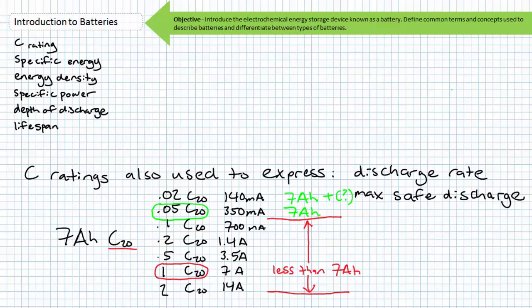Regarding maximum safe discharge rates, C ratings are often used to express how much current a battery can safely produce. This is another major source of confusion regarding C ratings. In this sense, the C rating is again a function of the nominal capacity.